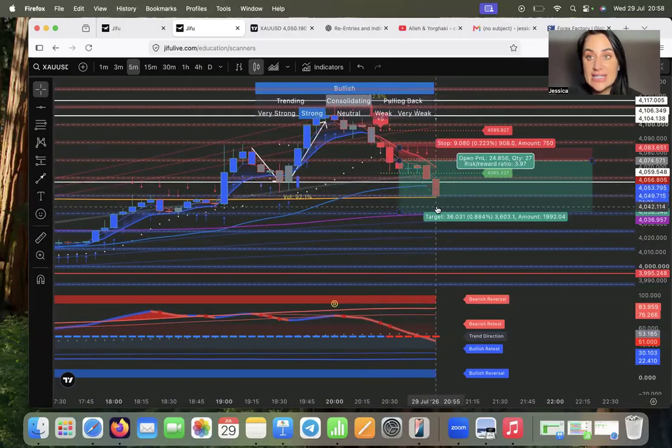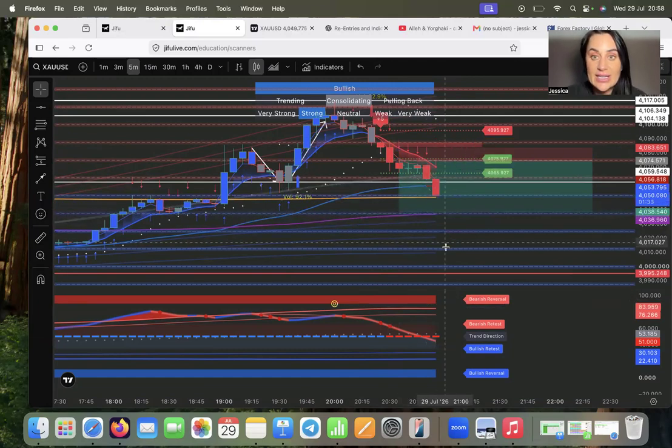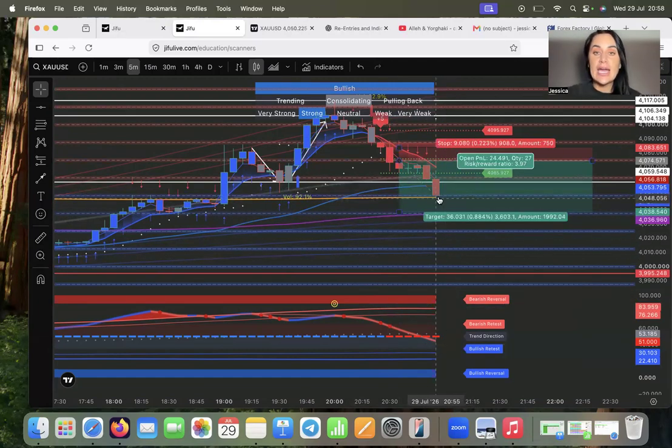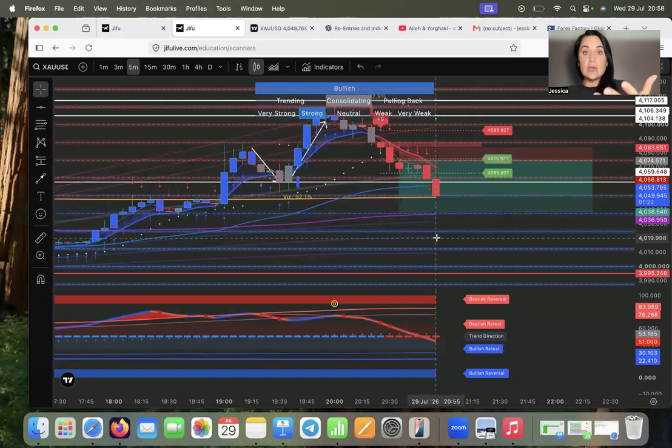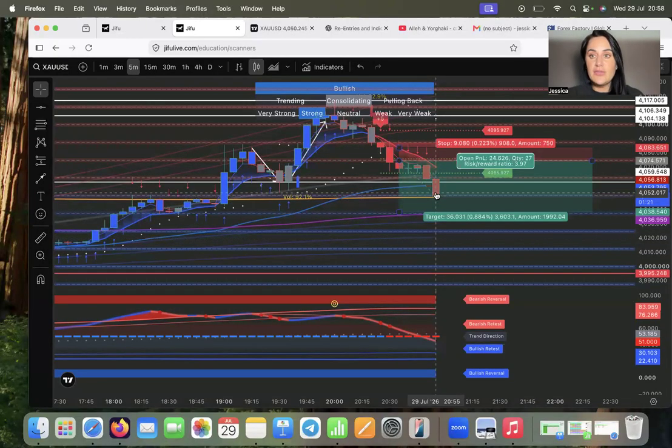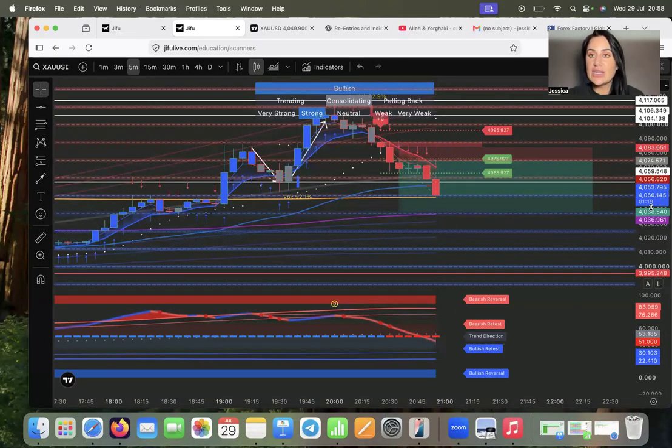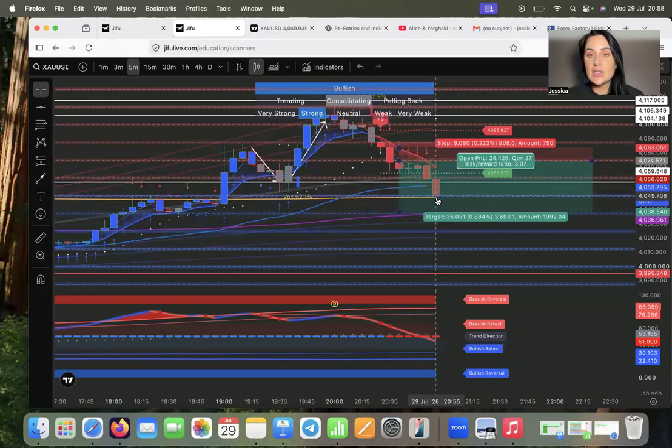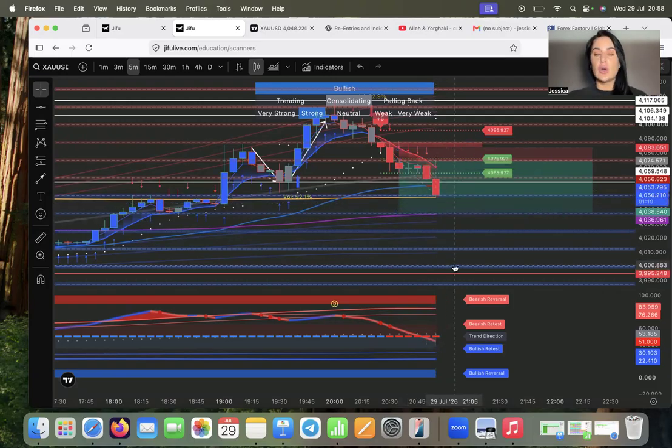If it breaks this, so what do I mean by break? Candle closure has to close under the golden EMA. Why under? Because we are going into sell territory. If this candle, so we've got 1 minute and 19 seconds, closes underneath this line, it has broken it and expect it to carry on going. That's for my advanced people.